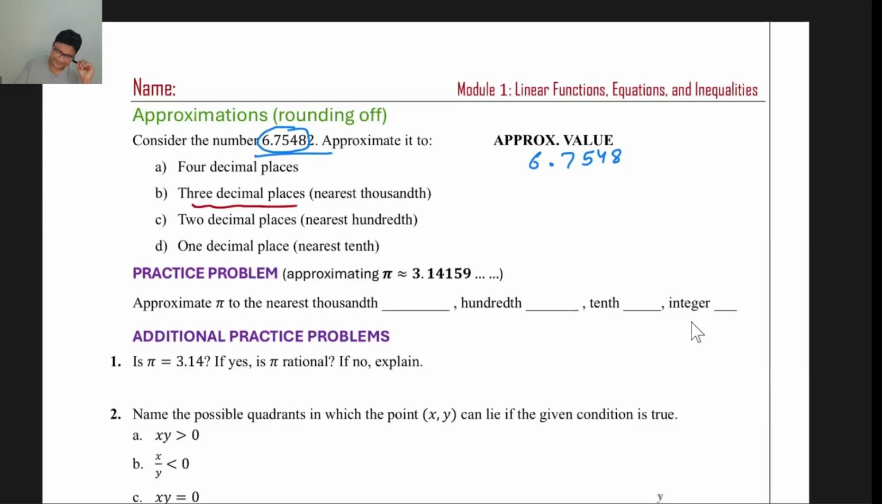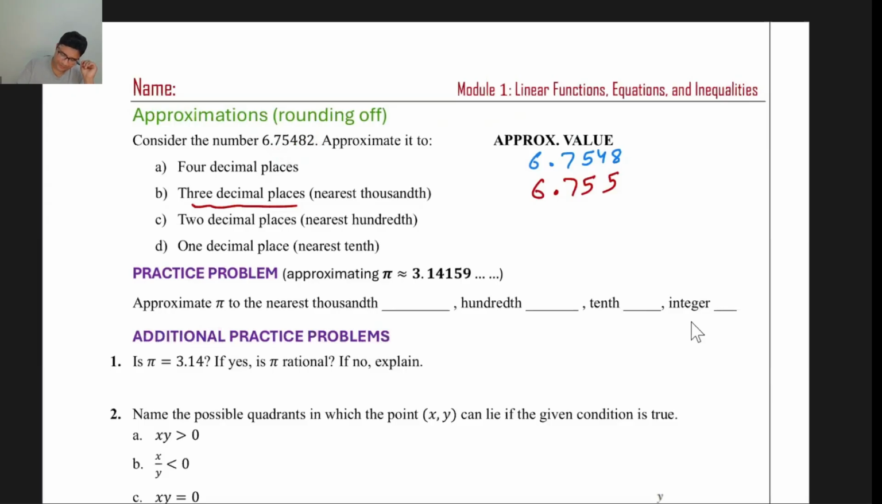3 decimal places, or sometimes we call near thousandth. That means we need to keep only the first 3. But what do I write? I write 6.75. Now I will write 5 instead of 4. And that is because what follows after 4 is 8, which is more than 5. Equal or more than 5. Okay. So 6.755.